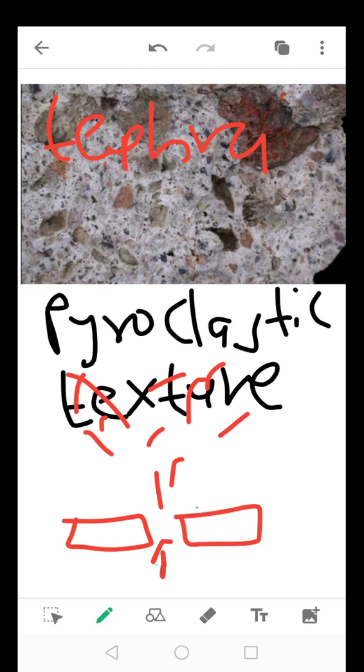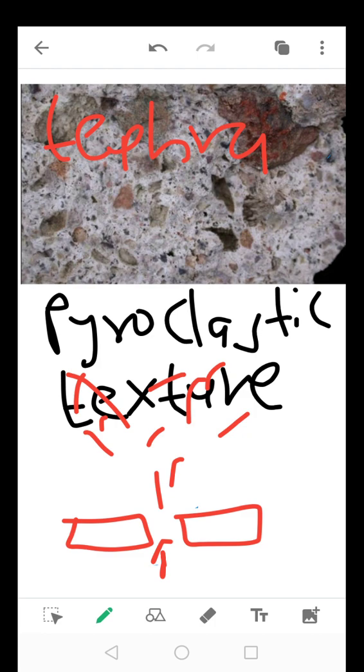This was just the basics on different pyroclastic rocks. So you can now have what we call pyroclastic rocks.